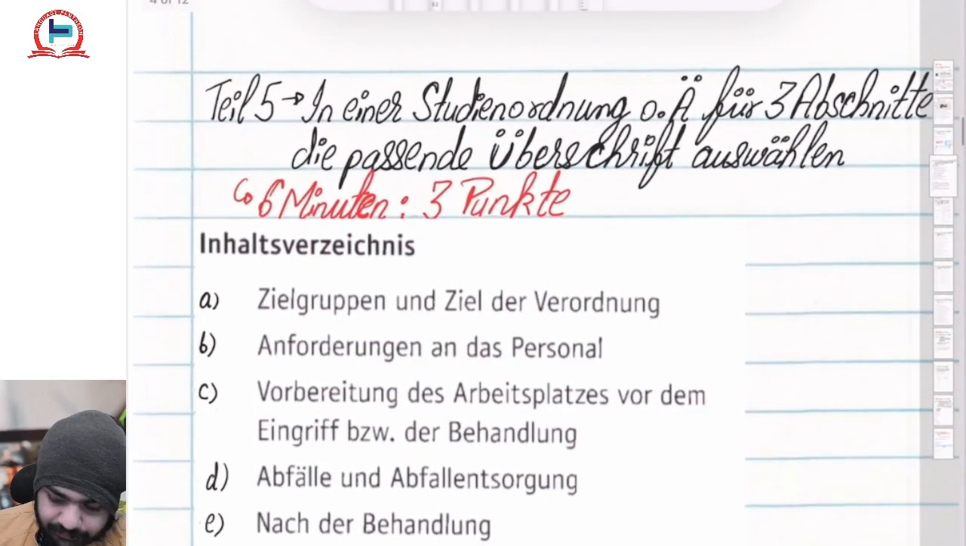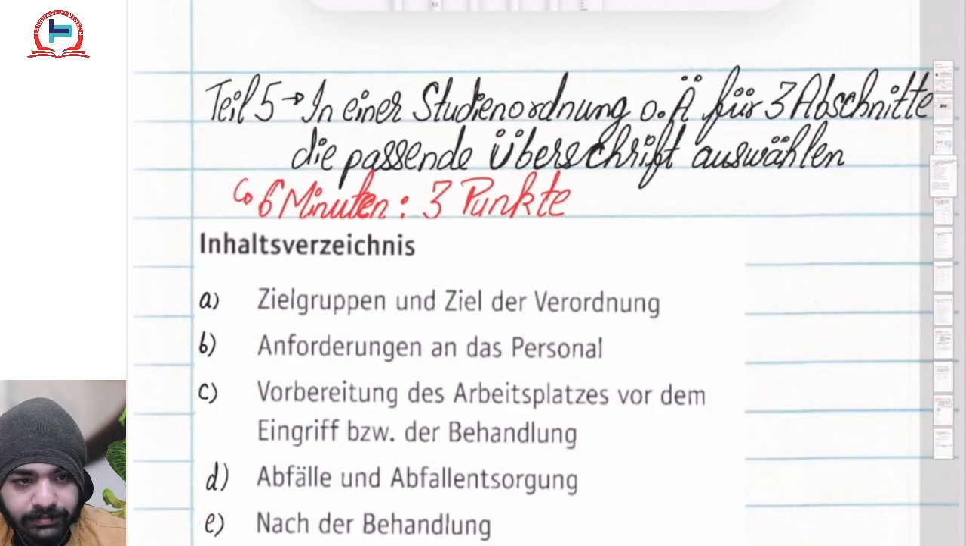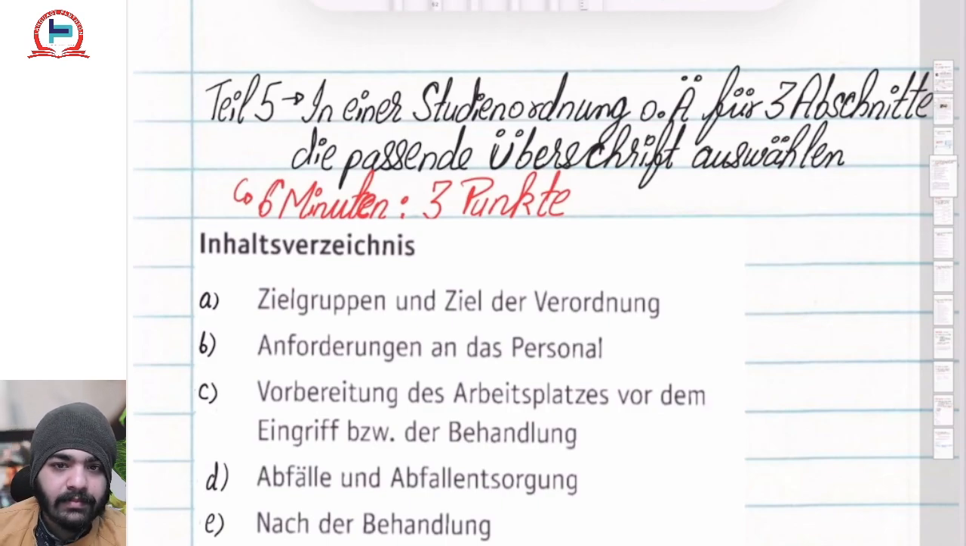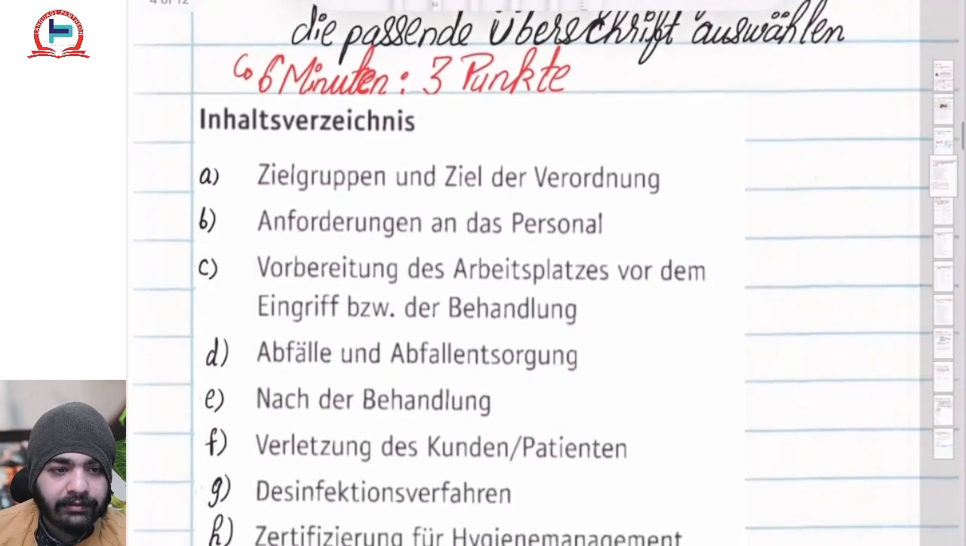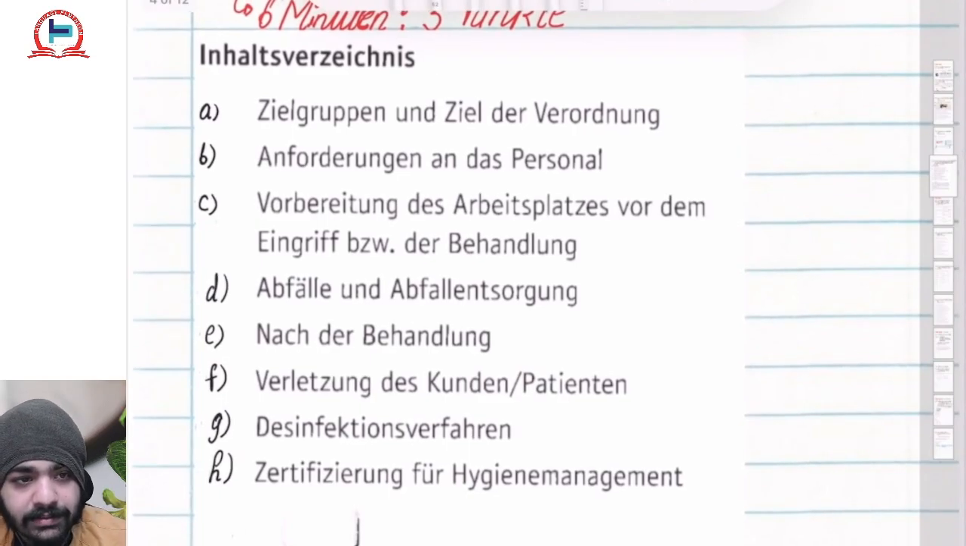Now for Teil 5, which is the shortest part of the Lesen module, you can score a maximum of 3 points. Ja? In this, in einer Studienordnung oder ähnliches für 3 Abschnitte die passende Überschrift auswählen. This is actually pretty similar to the previous part, as you might have noticed. The difference is here they mostly talked about rules and regulations. Either in a hostel or in a seminar or in a swimming pool, they would mostly talk about rules and regulations. Yeah. Before that, they give you an index, Inhaltsverzeichnis.